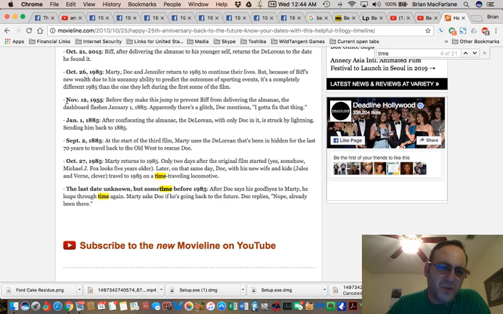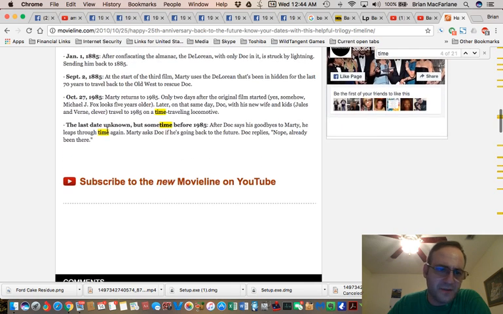November 12, 1955. Before they make this jump to prevent Biff from delivering the almanac, the dashboard flashes January 1st, 1885. Apparently there's a glitch. Doc mentions, I gotta fix that thing. January 1st, 1885. After confiscating the almanac, the DeLorean with only Doc in it is struck by lightning, sending him back to 1885.